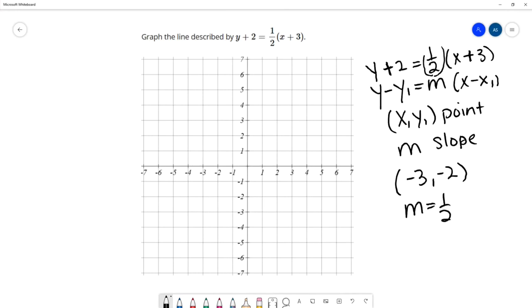So let's plot that point, negative 3, negative 2, and we're going to use the slope to get to a second point. We're going to rise 1 and run 2. Rise 1 and run 2 gets us to a second point on the line, and we'll connect those 2 points with a straight line. So we are able to draw the graph using point-slope form.